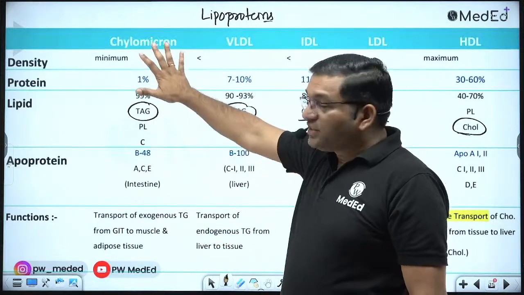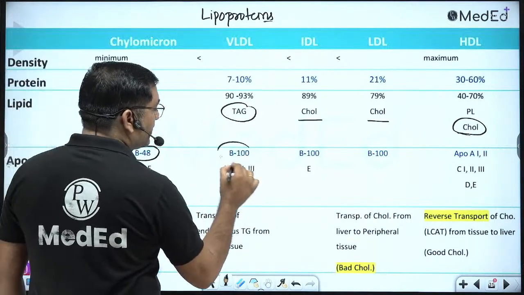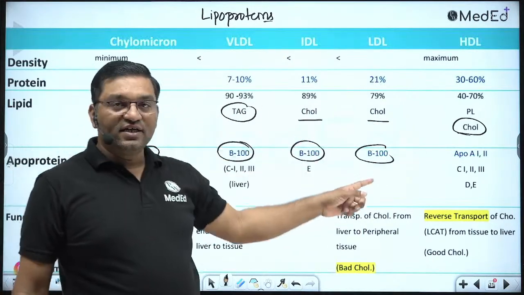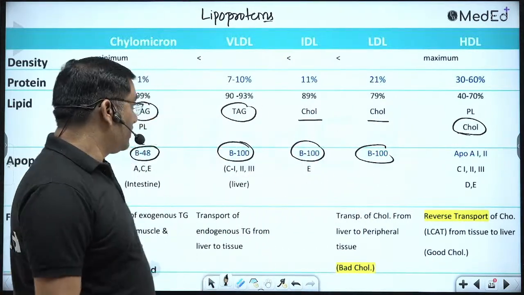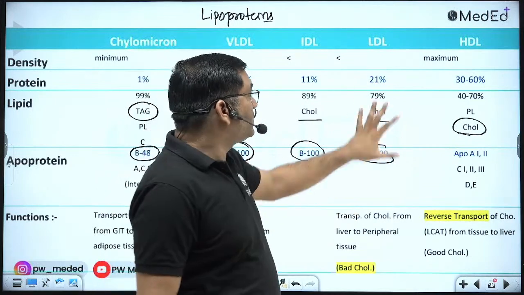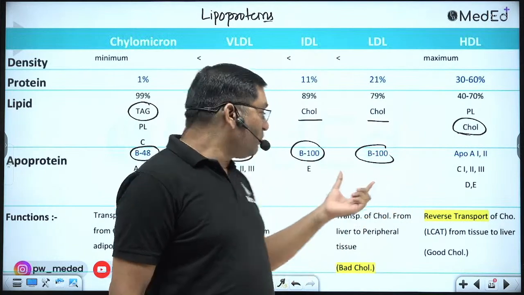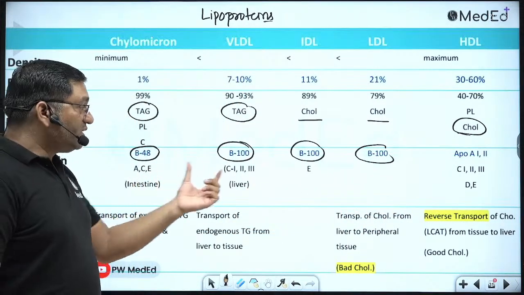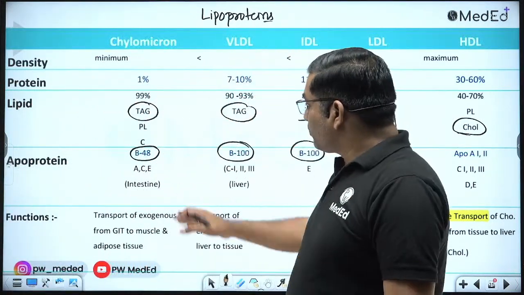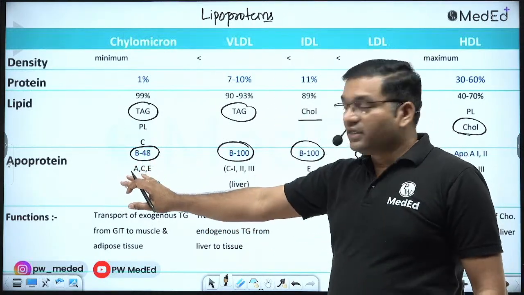The major apoprotein in chylomicron is B48. Here it is B100; VLDL, IDL and LDL are formed in the same cycle. So B100 is their major apoprotein. This is 100% bad, so remember, for the mnemonic, B100 is 100% bad, so there is no other apoprotein with it. Apo B100 and Apo B48 are examples of RNA editing. B48 is produced by the intestine, and B100 is produced by the liver.